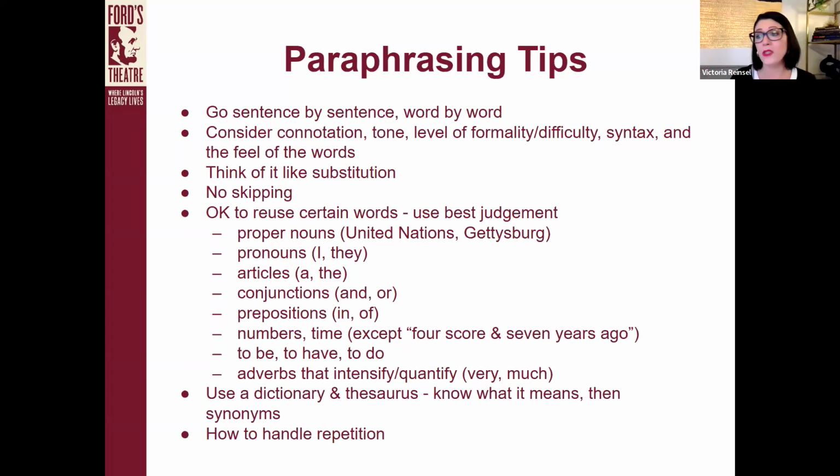And those are proper nouns, pronouns, articles like a and the, conjunctions, prepositions, those little tiny words, right? Numbers, time, and unless you're Hamlet, to be is a verb. You don't have to bother to paraphrase, right? To be or not to be. To have, to do, those words often help other things, right? And then adverbs like very and much that intensify or qualify. I'll leave those alone. Really, very, all of that.